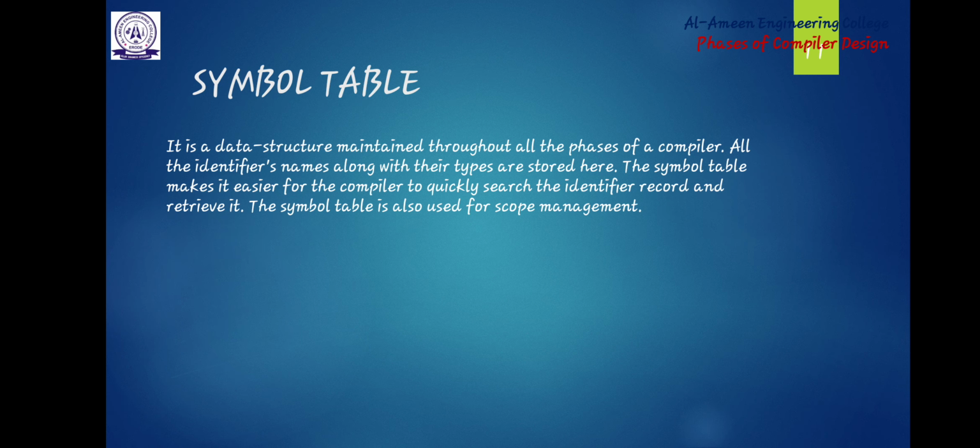So far we discussed the six phases of compiler design, and this is how the symbol table is used to store all the data in memory. It is a data structure that is maintained throughout all phases of the compiler. All the identifier names along with their types are stored here. This symbol table makes it easier for the compiler to quickly search the identifier record and retrieve it whenever we need it. The symbol table is also used for scope management.